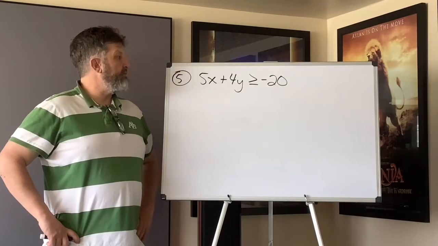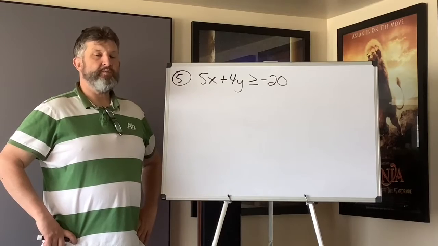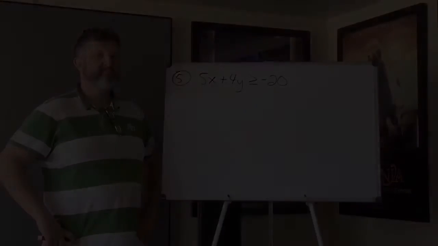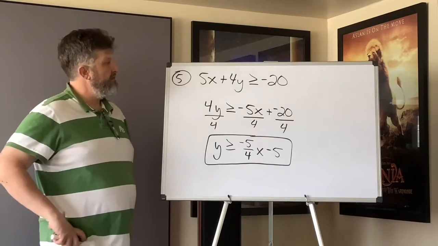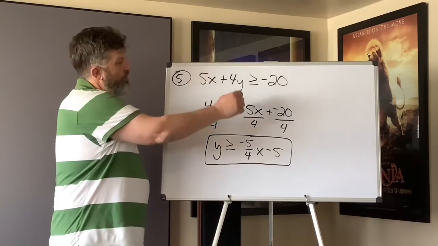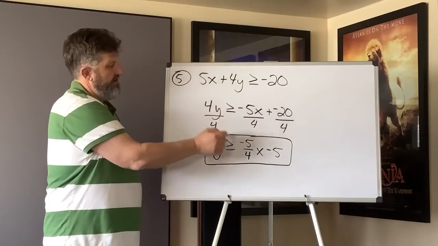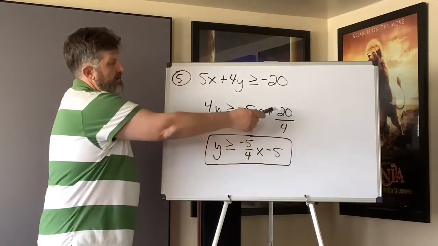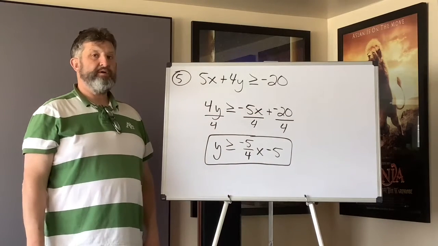Okay, here's problem number 5. Get it copied down. Solve for y. There, we've solved for it. Negative 5x, divide by 4. Because we divided by a positive, we do not flip the inequality. Negative 20 divided by 4 is negative 5. I think you guys are probably pretty good at that by now.